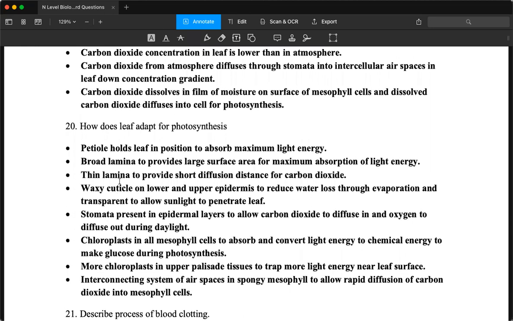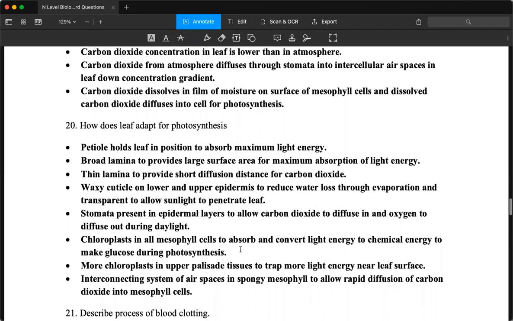And the next one is chloroplast. The chloroplast is found in mesophyll cells, both the palisade and the spongy, just that you have more in the palisade because it's nearer to the surface of the leaf where sunlight can be captured more easily. This helps to absorb and convert the light energy to chemical energy to make glucose. So all these points must be mentioned. Anything missing, right, they will actually minus the mark.